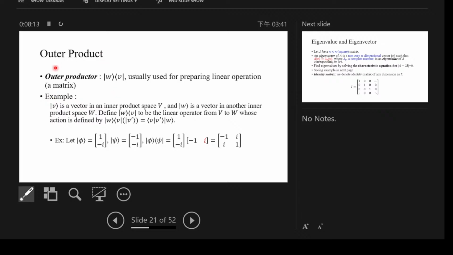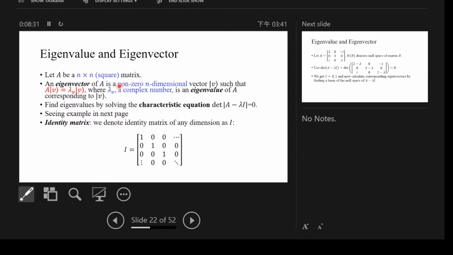Anyway, this interpretation we will not use too much for now. You can just know the outer product gives you a matrix, and it has this nice Dirac form notation, which might be a little nicer than your usual notation in a linear algebra course.